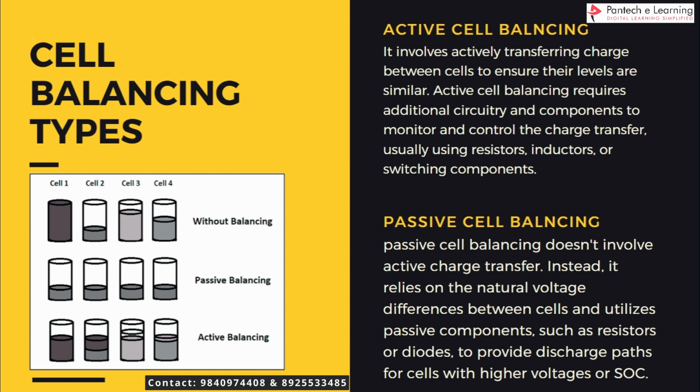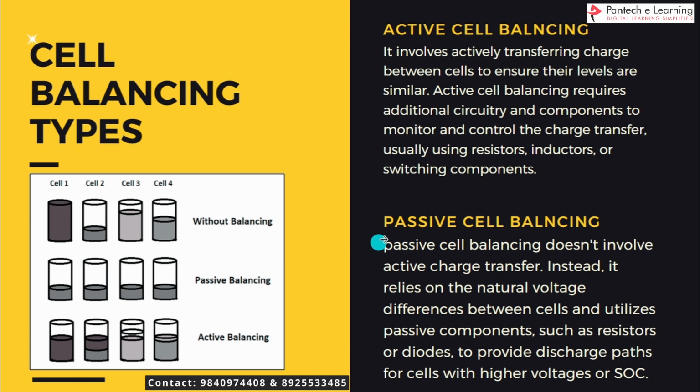It typically involves the use of a dedicated balancing circuit that is integrated directly into the battery management system. This balancing circuit monitors the voltage and state of charge of each cell and determines whether any cell requires additional charging. If so, the circuit activates the switches that connect the cells in parallel, allowing energy to flow from the cells with higher charge levels to the cells with lower charge levels.